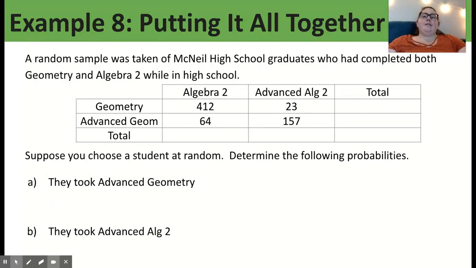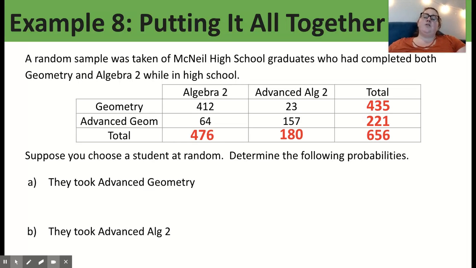So let's do one last example where we just put everything together that I've talked about in this lesson, the and the or. So a random sample was taken of McNeil High School graduates who had completed both geometry and algebra 2 in some form or another while in high school. We've got our table. I'm going to go ahead and find all of the totals, so we have those to use to find our probabilities.